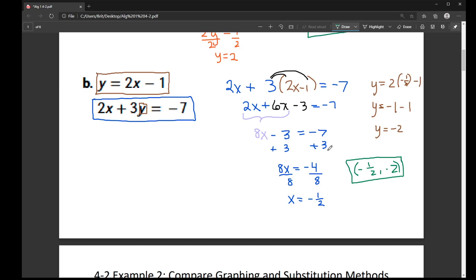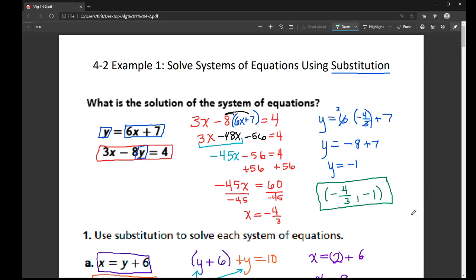So there we have it. That is how to use substitution in order to solve a system of equations.